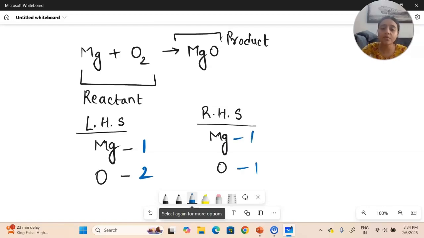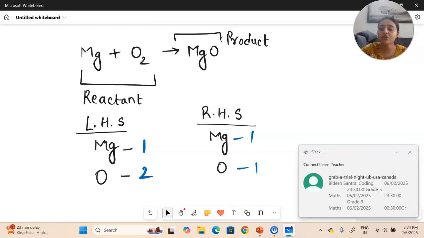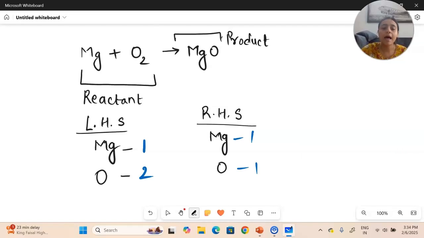But as you can see, the magnesium is balanced out. Magnesium is balanced out, and what is not balanced? Oxygen is 2, oxygen is 1. So we are going to balance oxygen first. When you see that there are 2 atoms of oxygen on the reactant side, you just simply add 2 here.